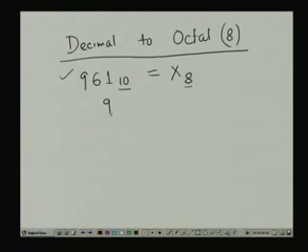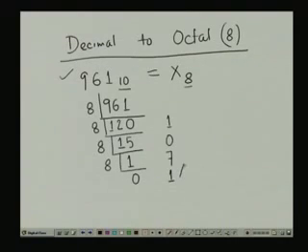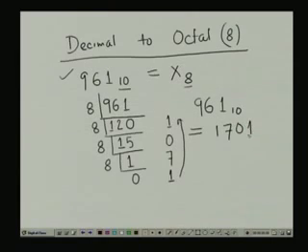If I take an example, say 961, what will it be in octal, where the base is 8? I am dividing that number 961 by my base 8. So, the quotient is 120 and the remainder is 1. Again I do the division, quotient is 15, remainder is 0. Again division, now the remainder is 7. Again I do the division, so the quotient becomes 0, remainder is 1. And now if I take in reverse direction, 961 in decimal will be 1701 in the octal system.